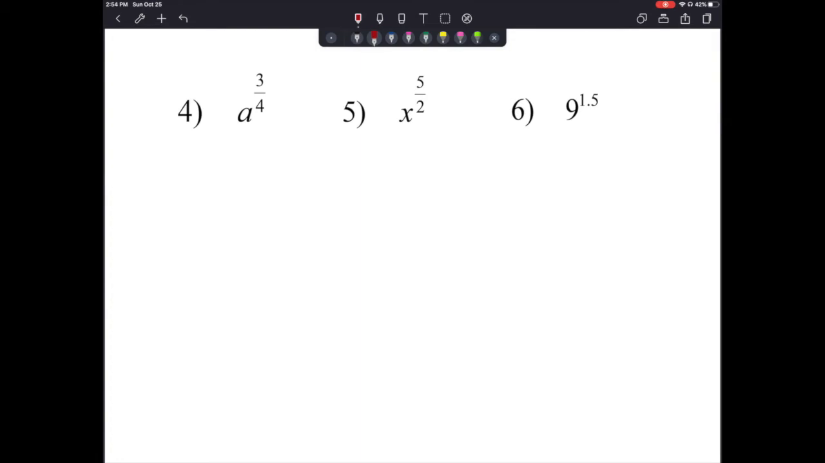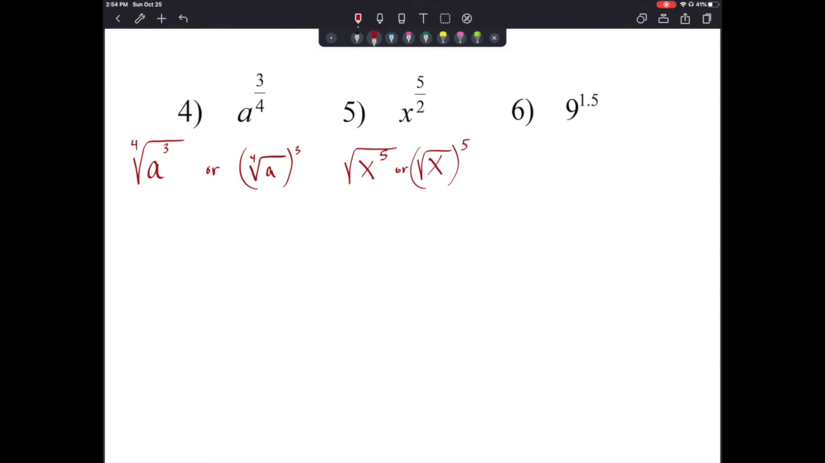If I have a to the 3/4 power, I know that it's either going to be the 4th root of a to the 3rd, or it's going to be the 4th root of a, and then we're raising that to the 3rd power. Next one, we have x to the 5/2 power. So we could say with this one, it's either going to be the square root of x to the 5th, or we're going to say the square root of x, and then we're going to raise it to the 5th power.